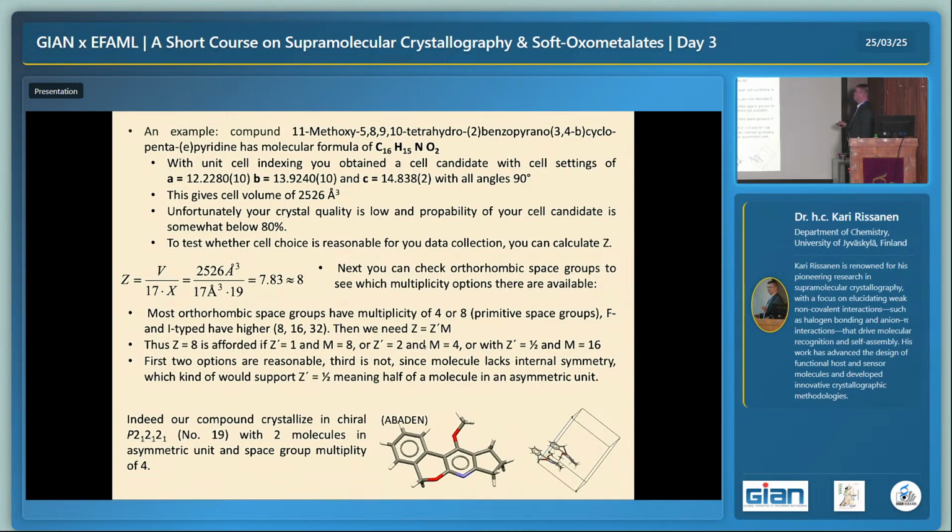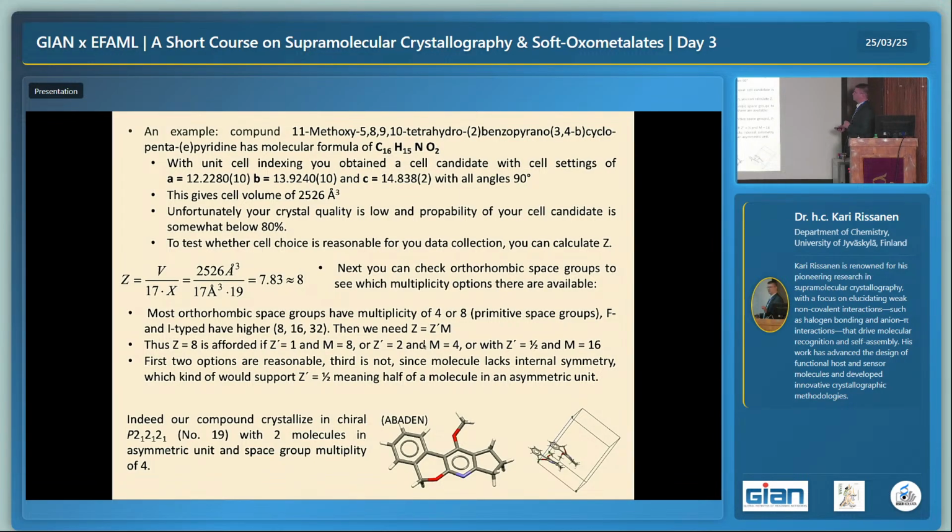2,526. But our data was not very good, and the program tells you that you might be only 80% correct with the unit cell, because the data is bad. If the data is excellent, the program tells you that with very high probability that's the correct one. But you can't be sure.